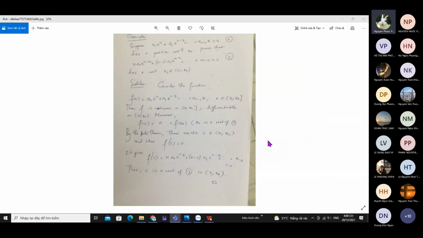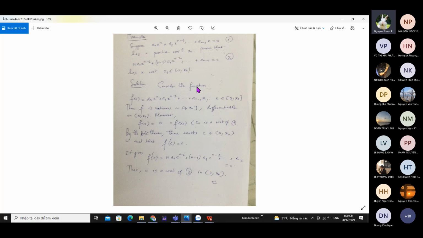Okay. Can you see my example? Yes. Okay. Now look at equation 1: a0 times x to the n plus a1 times x to the n minus 1 and so on, plus a_{n-1} times x. Just a polynomial of order n. Okay?